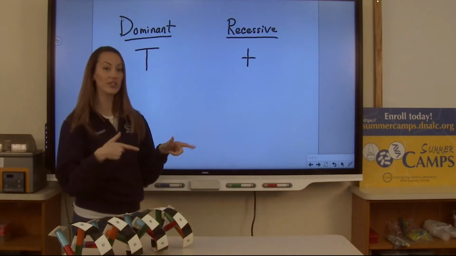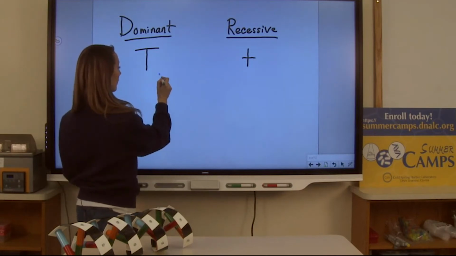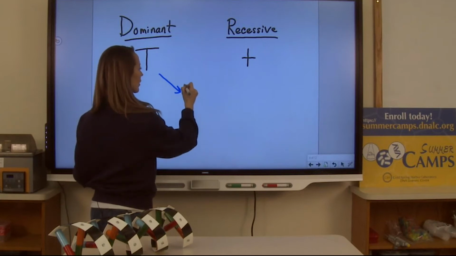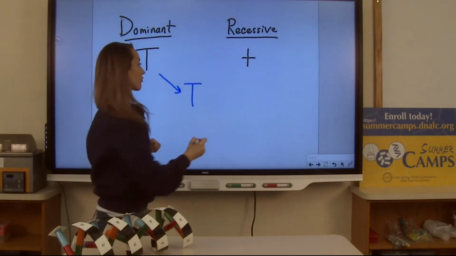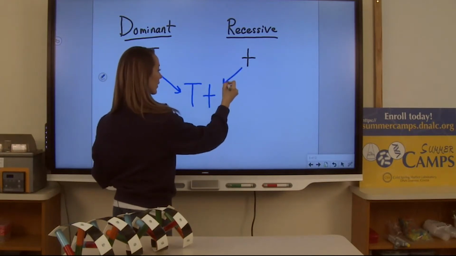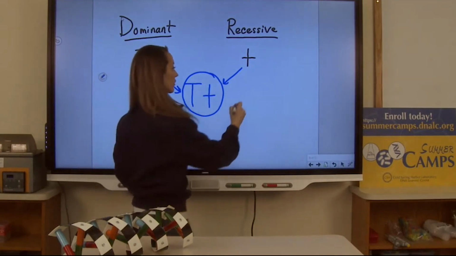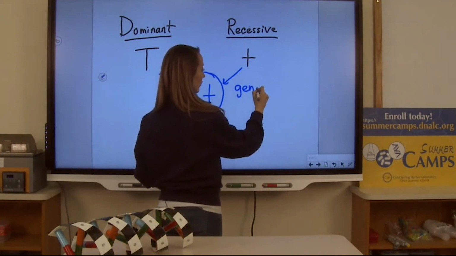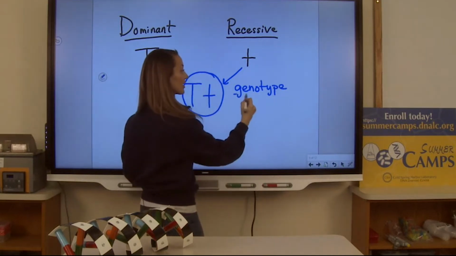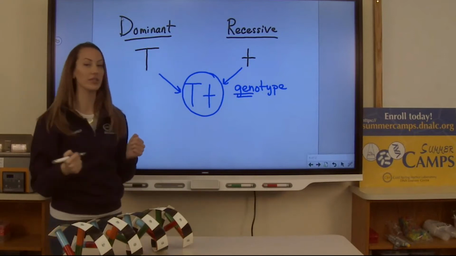So let's just use this example here. Say you do receive a dominant allele from dad and a recessive allele from mom. This right here is what we consider your genotype. It's a representation of those alleles, the genes. That's what helps me remember that. Okay, so that's the genotype.